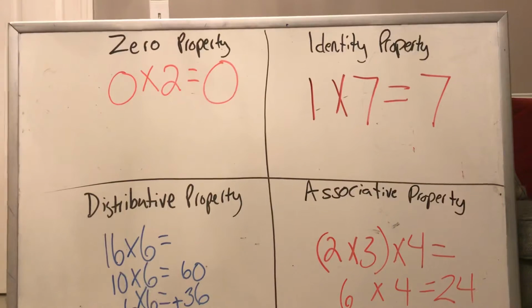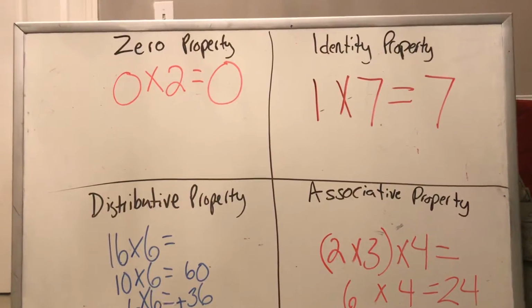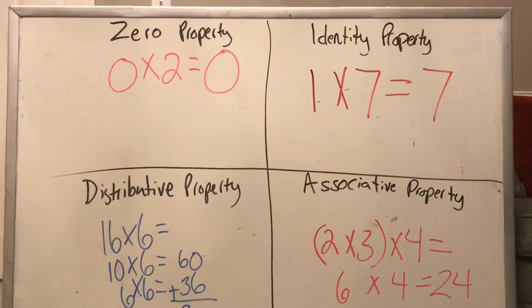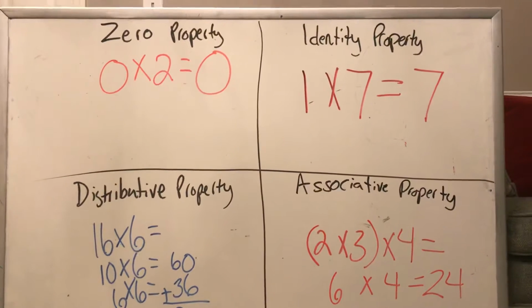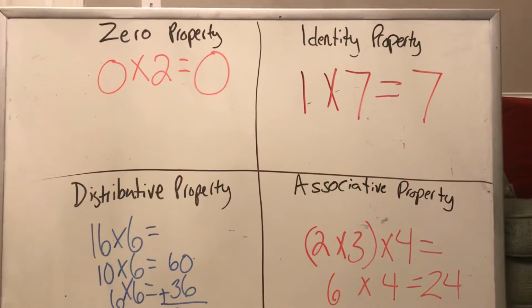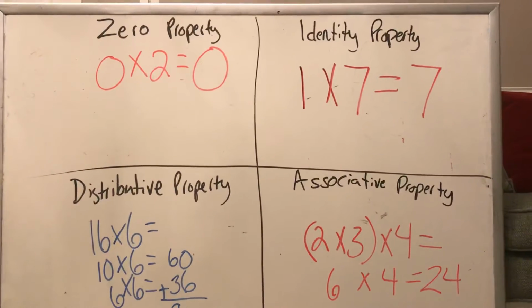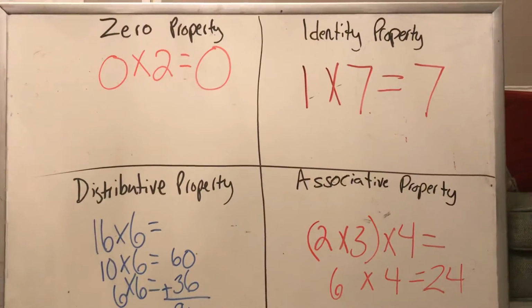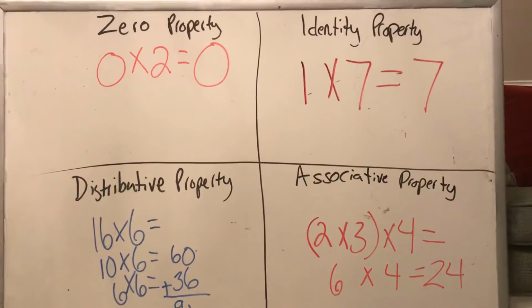0 times 2 is 0. 0 times 3 is 0. 0 times 5,000 is 0. That's an easy property to remember. Same way with the identity property. If we jump right over there, you can see 1 times 7 is 7. Well, 1 times 8 is 8. 1 times 9 is 9. And that's because the identity property is any number times 1 is that number. 5 times 1 is also 5. Whatever number you come up with.